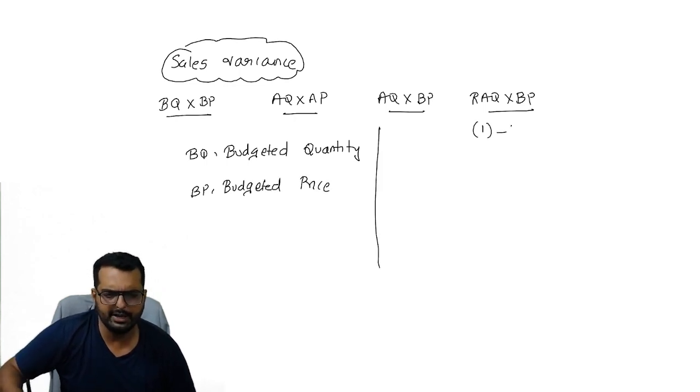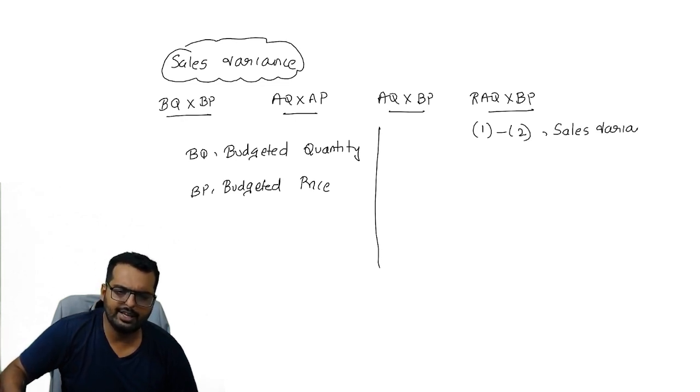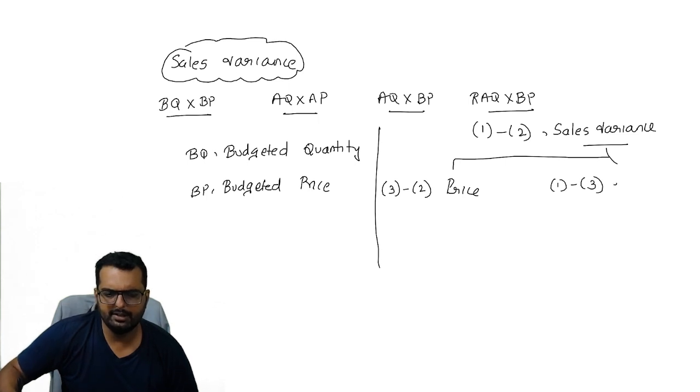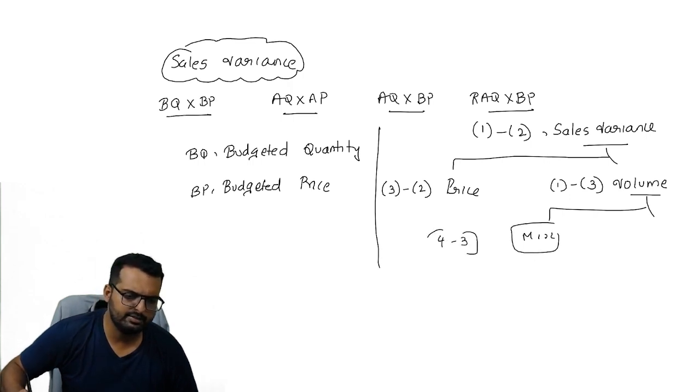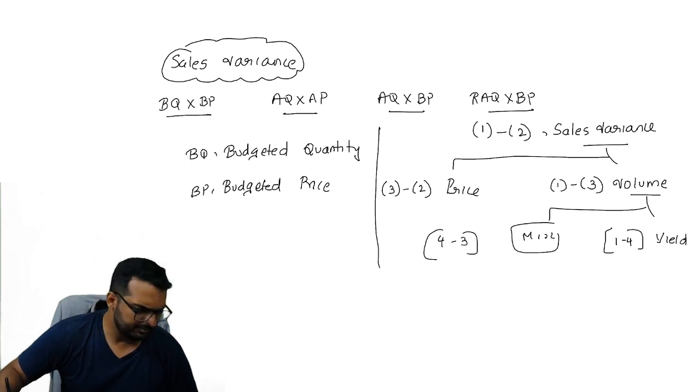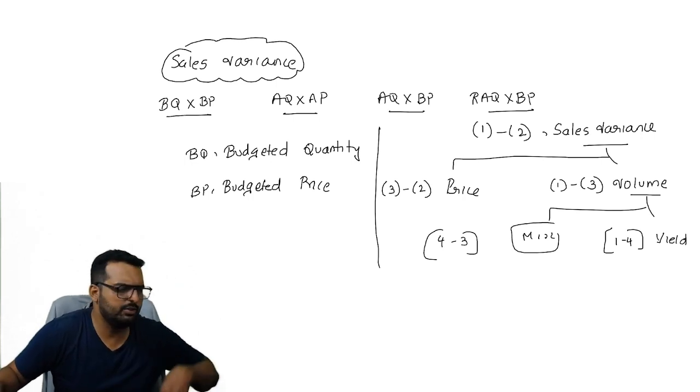So here if I do 1 minus 2, what will be the name for this? It will be called as sales variance. 3 minus 2 will be called as price variance. 1 minus 3 will be called as volume variance. Then you will have mix variance, that will be 4 minus 3, and 1 minus 4 will be yield variance. Okay, can you write down this also in your books?